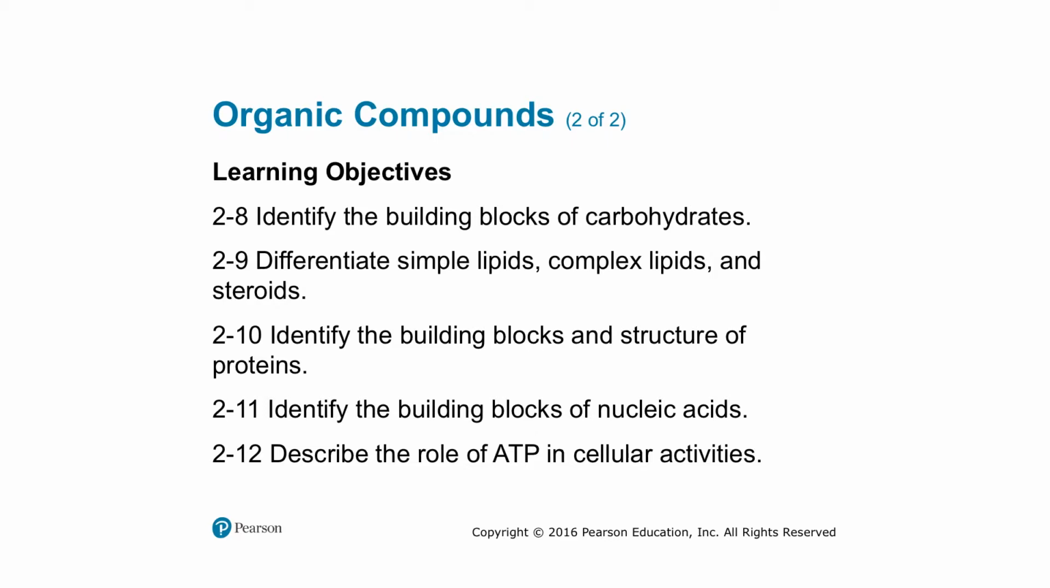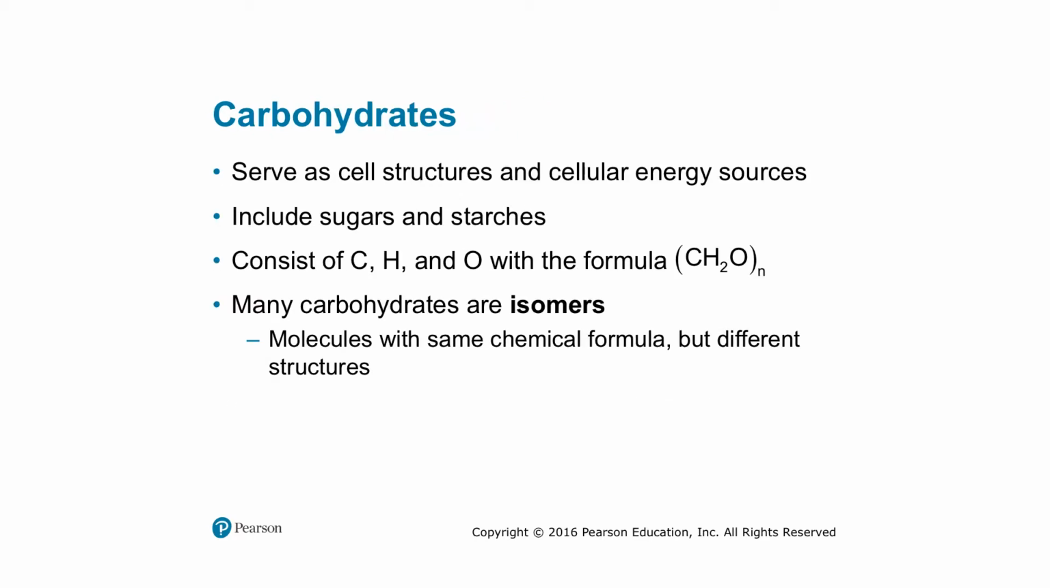So let's talk more about organic compounds. And so we're going to do a lot of identification, and then we're going to describe some very important ones that are important for biology. So carbohydrates serve as cell structures and cellular energy sources. These include sugars, starches, and consist of carbon, hydrogen, and oxygen with the formula CH2O. And so many carbohydrates are what we call isomers, molecules with the same chemical formula, but they have different structures.